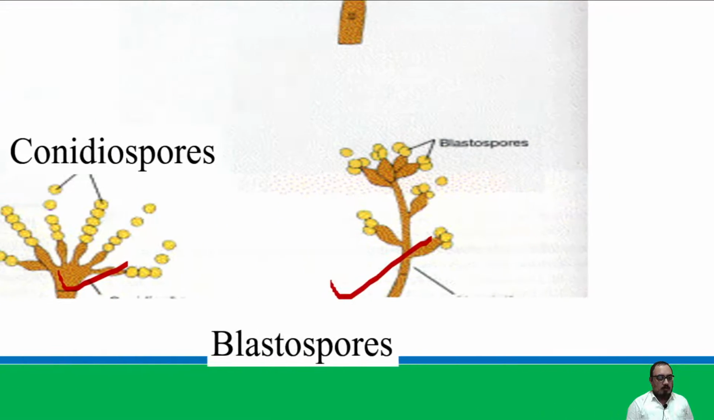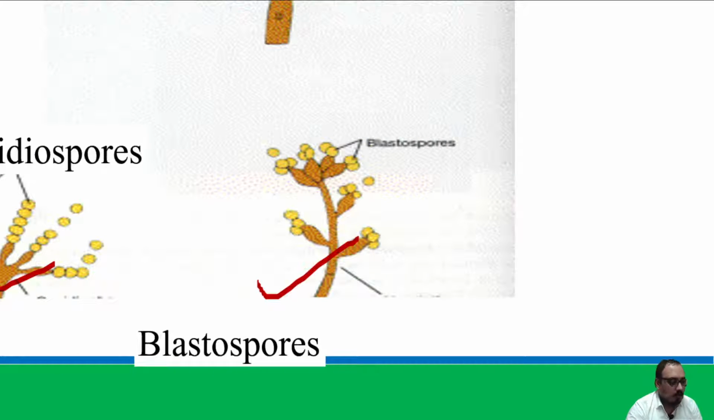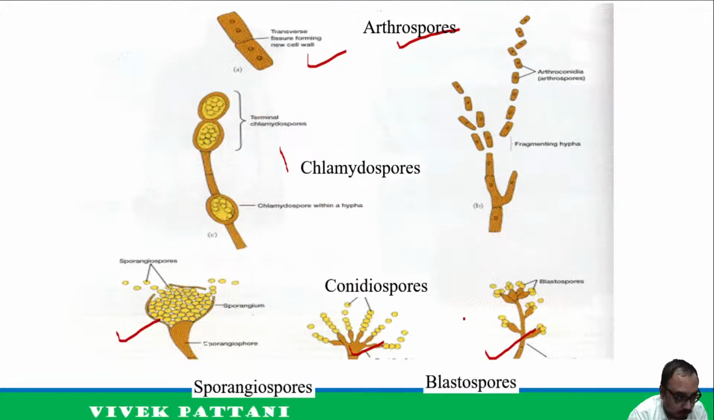Okay, and the last one given here are the blastospores. Again repeating it, you can see the difference between conidiospores and sporangiospores as sac-like structures, conidiospores at the tip of the hyphae, the terminal chlamydospores, which contain the spores, and the arthrospores.